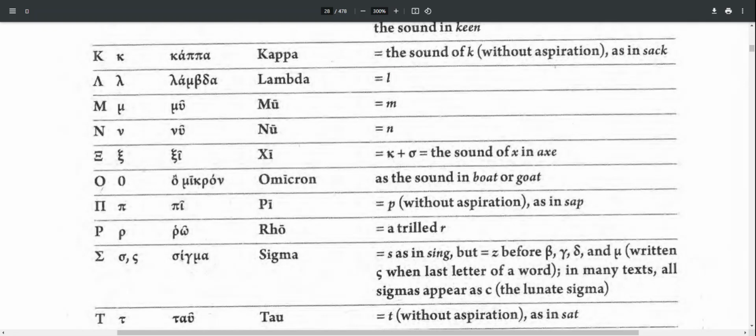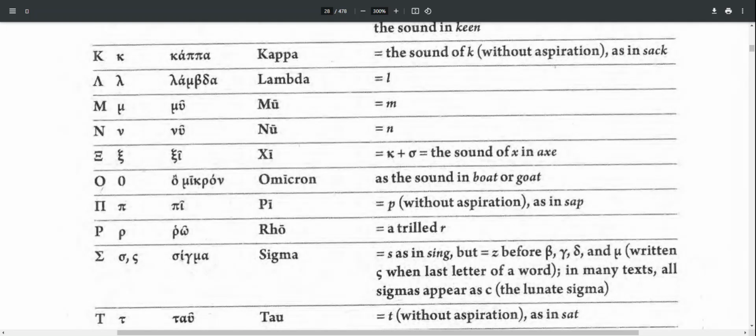The next letter is omicron. Omicron has the same sound as in boat or goat, just the first sound. O, omicron. So it's short, it's close. Some people say omicron, open omicron, but I don't say that. I say omicron, and I say that based on what I have read.